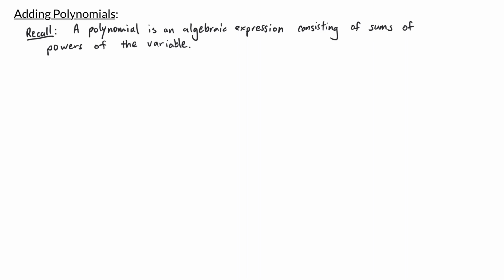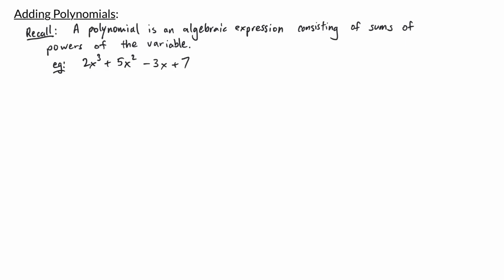In this video, we'll be going over how to add polynomials. In our last video, we learned that polynomials were algebraic expressions that consist of sums of powers of your variable. An example of a polynomial would be something like 2x cubed plus 5x squared minus 3x plus 7.